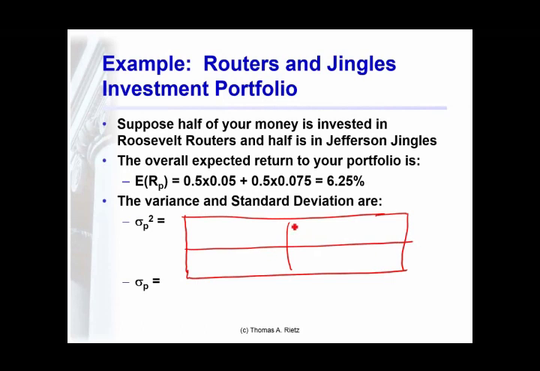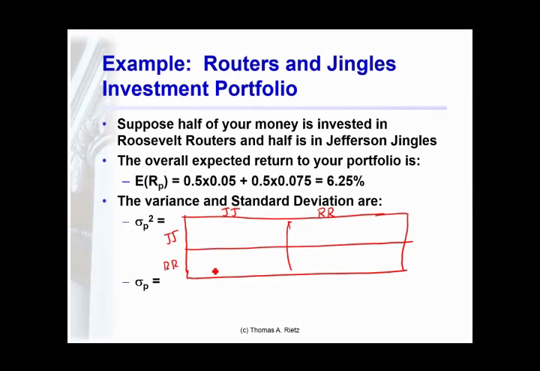Okay, and the reason is that each element in this box contains the same portion of the formula. So I'm going to label the columns Jefferson Jingles and Roosevelt Routers, and the rows Jefferson Jingles and Roosevelt Routers. Then what I'm going to put in each one of these boxes is the investment weight in the investment in the row and the investment in the column.